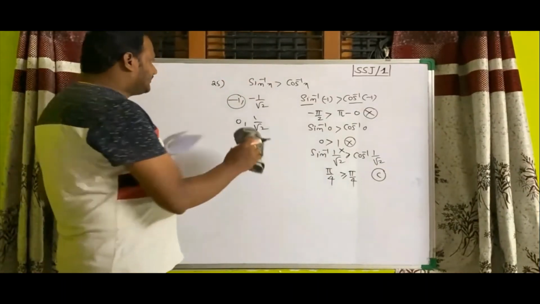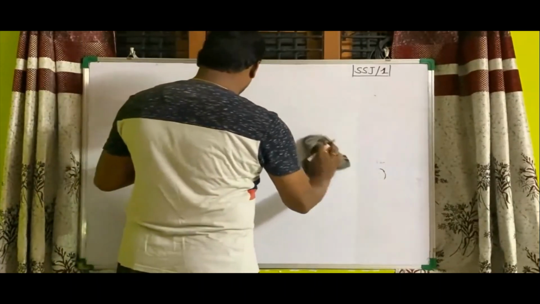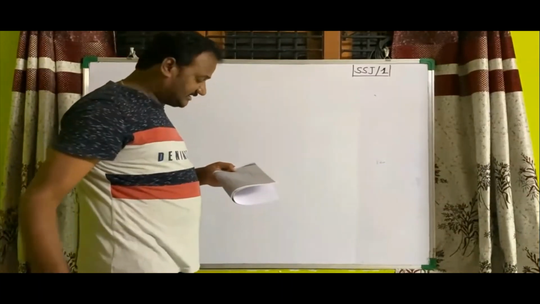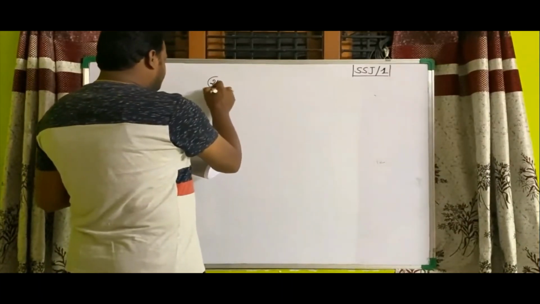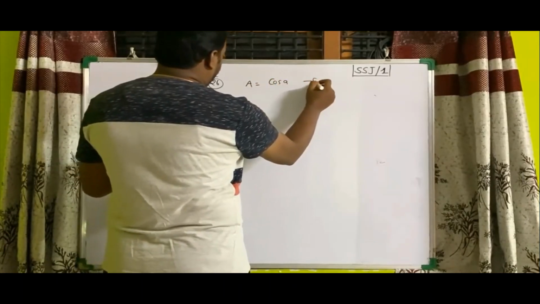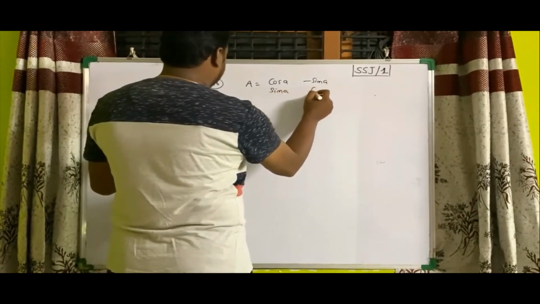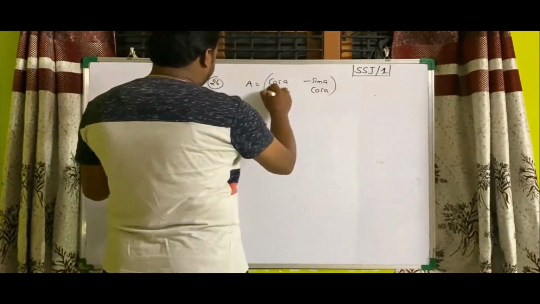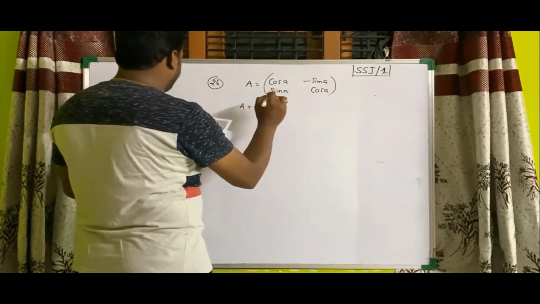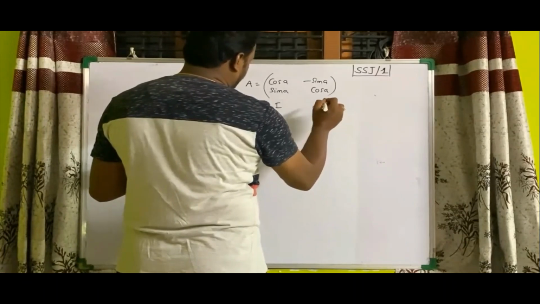Clear? And the 26th problem given here is A is equal to the matrix cos A, minus sin A, and sin A, as well as cos A. So in this you are asked to find A. What is the information given here? A plus A transpose is going to be I. Then the value of A is equal to how much?